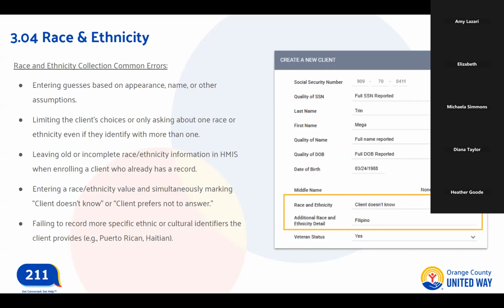Entering a race or ethnicity value and simultaneously marking client doesn't know or client prefers not to answer. Failing to record more specific ethnic or cultural identifiers the client provides. Example, Puerto Rican or Haitian.